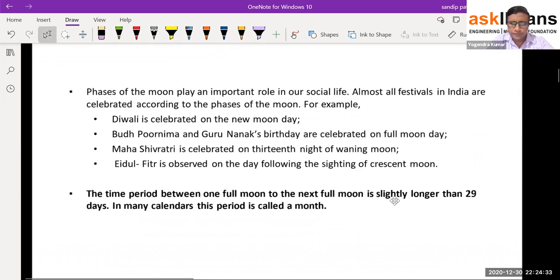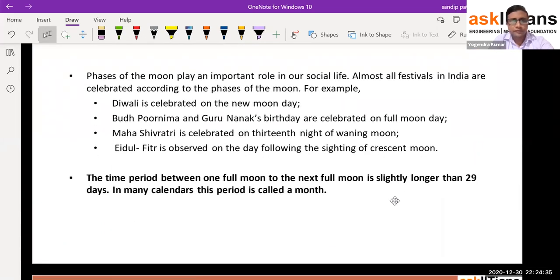According to this, almost all the festivals in India are celebrated according to the phases of the moon. Here you can see Diwali is celebrated on the new moon day. You haven't noticed this obviously, but you can notice that whenever Diwali is there, it is a new moon day. Then Buddha Purnima, and as I said, Guru Purnima, are celebrated on the full moon day.